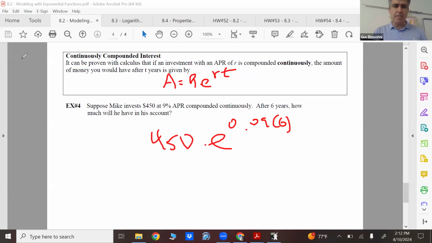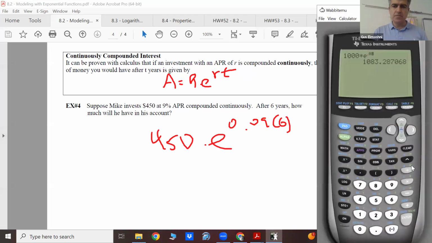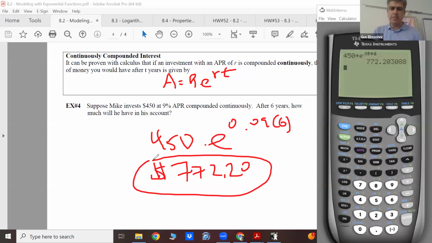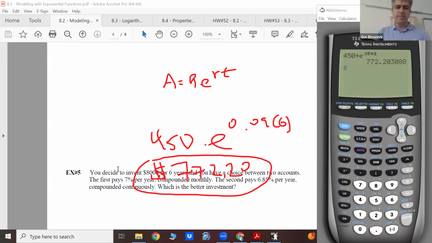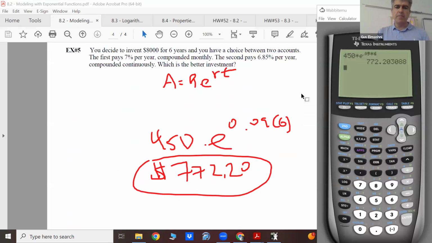And whatever that is, yep. So that's that one. Pretty simple. And then one more.